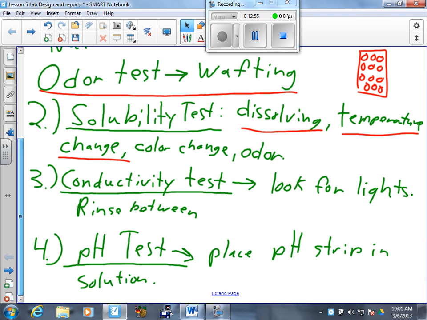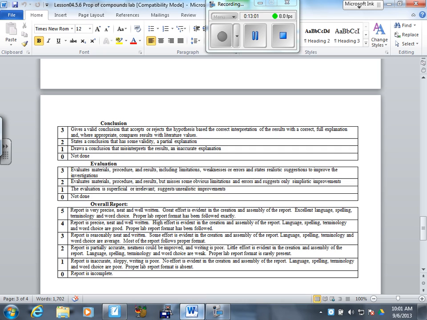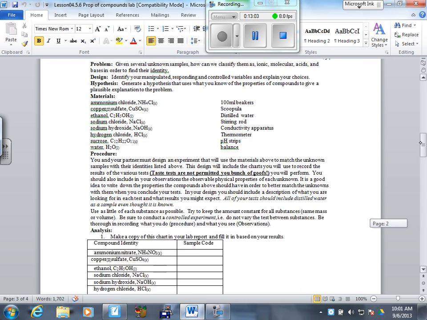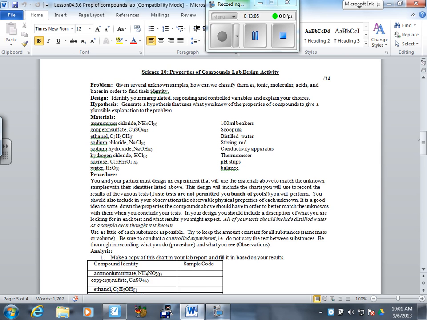Questions on that? Is that pretty straightforward? Okay, so those are the 4 tests you're going to want to do. Now, you're going to get, and I think I showed you this the other day, this handout: Science 10, Properties of Compounds, Lab Design Activity. It's actually out of 35. I got a typo up there.